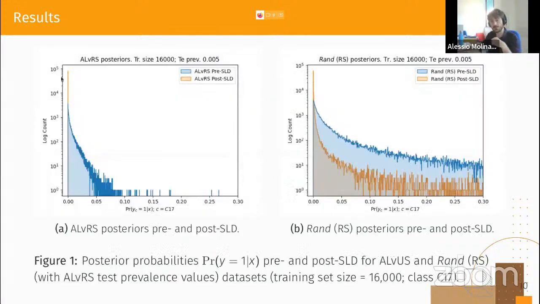And indeed, if you look at the posterior probability distribution that we have before and after SLD, you see that when we do active learning, the posteriors are already very skewed towards 0, and SLD is basically destroying the probability distribution. And this does not happen when we do the random sampling.